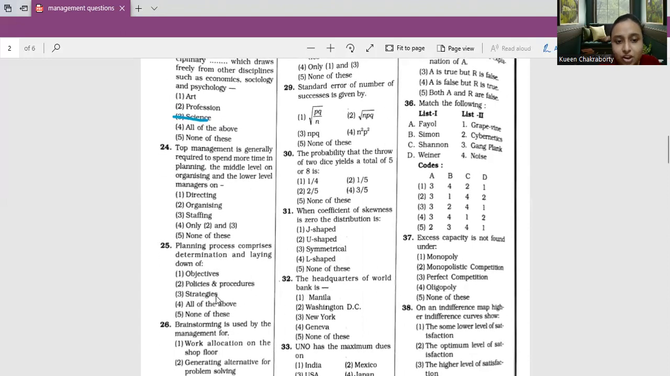Top management is generally required to spend more time in planning, the middle level on organizing, and the lower level managers on directing, organizing, staffing. Only 2 and 3, that is organizing, staffing, or none of these. So basically, it will be directing. The lower level managers will be based on directing, because under them the laborers or the employees are directly working, so they have been associated with the task of directing.